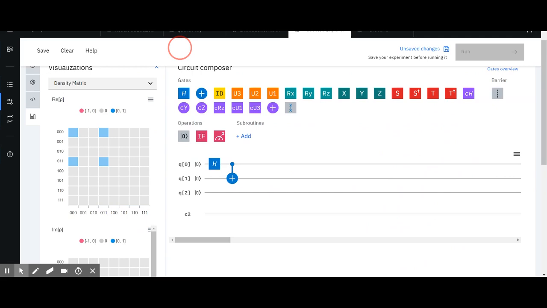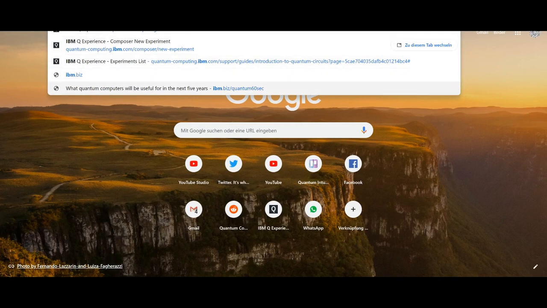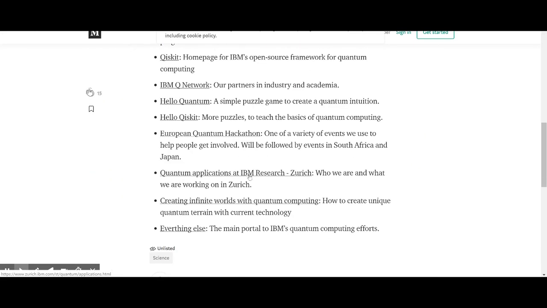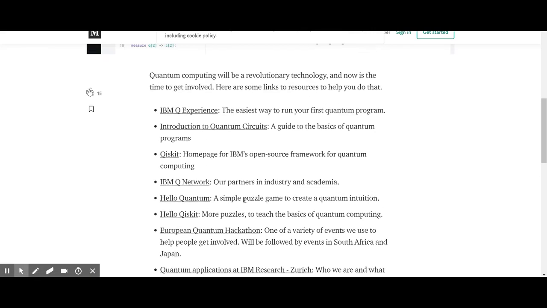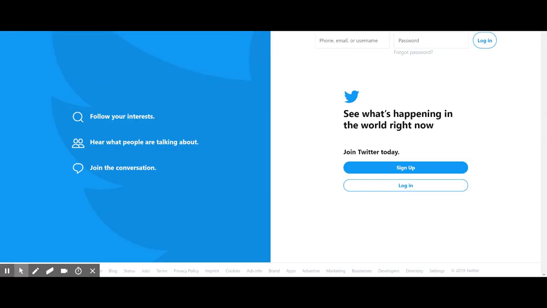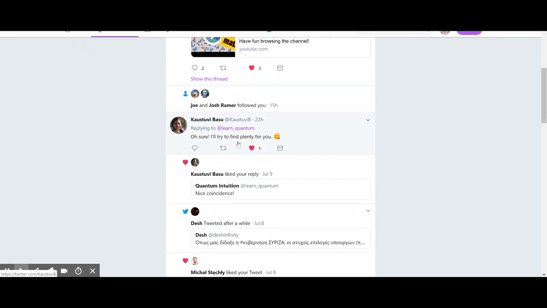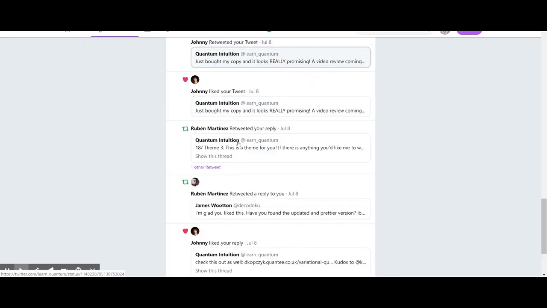Maybe, let's see. Maybe there's a relationship between the density matrix and what is in the Hello Quantum game. Where have I gotten that? I think IBM. That's because James Wootton was super nice, sharing with me. No, not this. Qiskit Quantum. Maybe I gotta check Twitter because he shared with me the link of a new version. I got the notifications. Oh yeah, here you have it. Hello Qiskit.